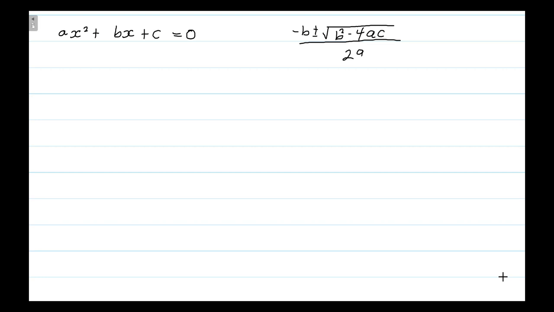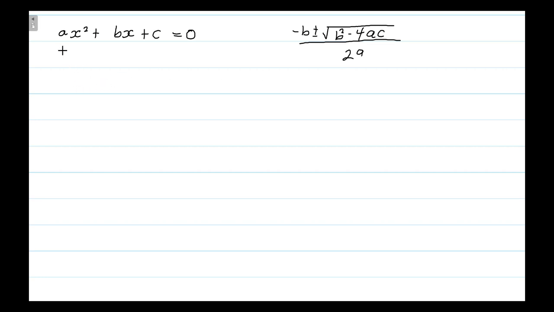In this tutorial, we will be talking about how to derive the quadratic formula from a given quadratic equation. The given quadratic equation is ax squared plus bx plus c equals 0. And then the quadratic formula is minus b plus or minus the square root of b squared minus 4ac all divided by 2a. Now let's jump into it.